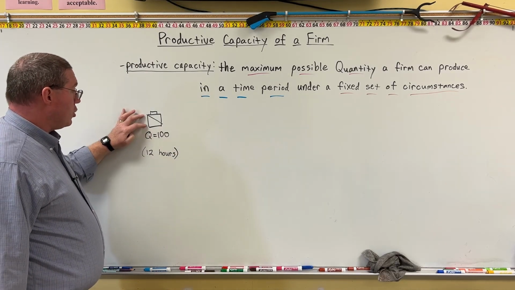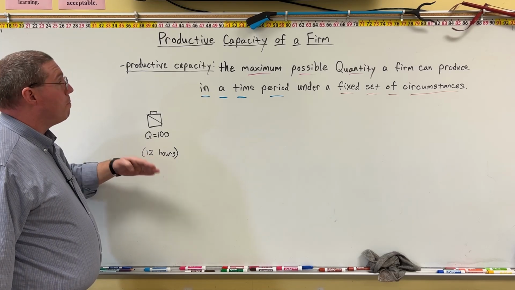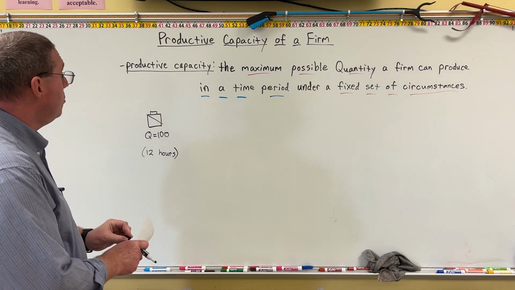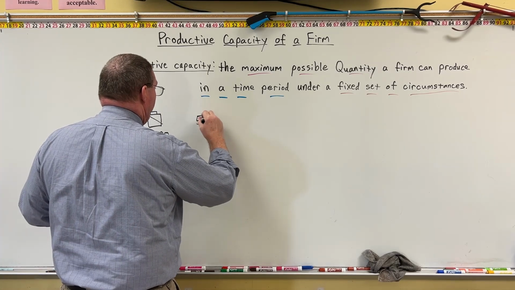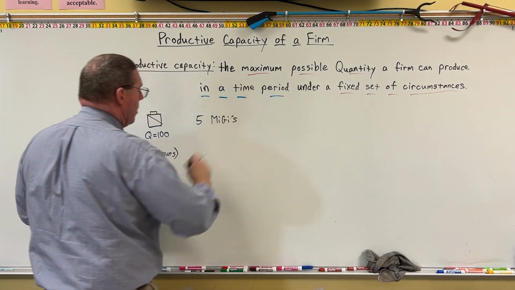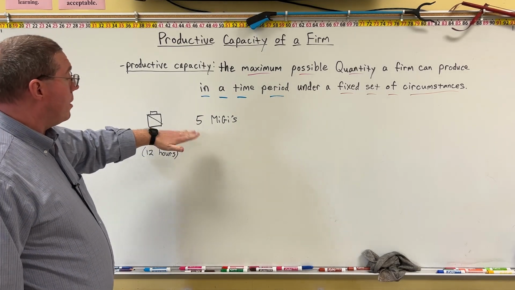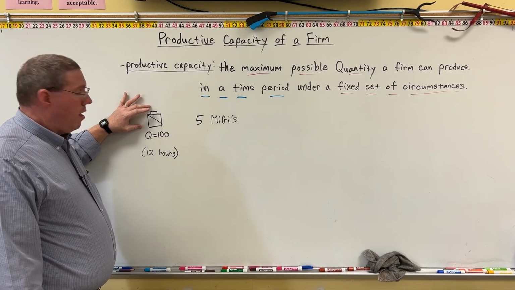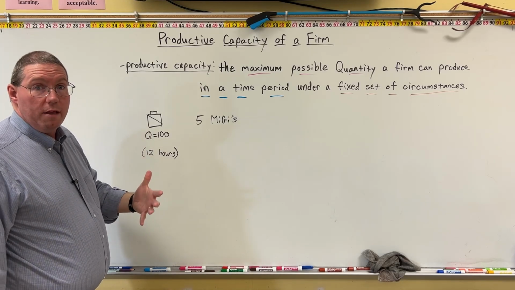That's the productive capacity of one machine in a time period of 12 hours, okay? And so with one machine, the maximum quantity is 100 in 12 hours, but I want you to remember that UGI Corp has 5 of these, okay? So there are 5 MIGIs. Because they have 5 of these machines, in a 12-hour period, they can actually produce 500 units, okay?